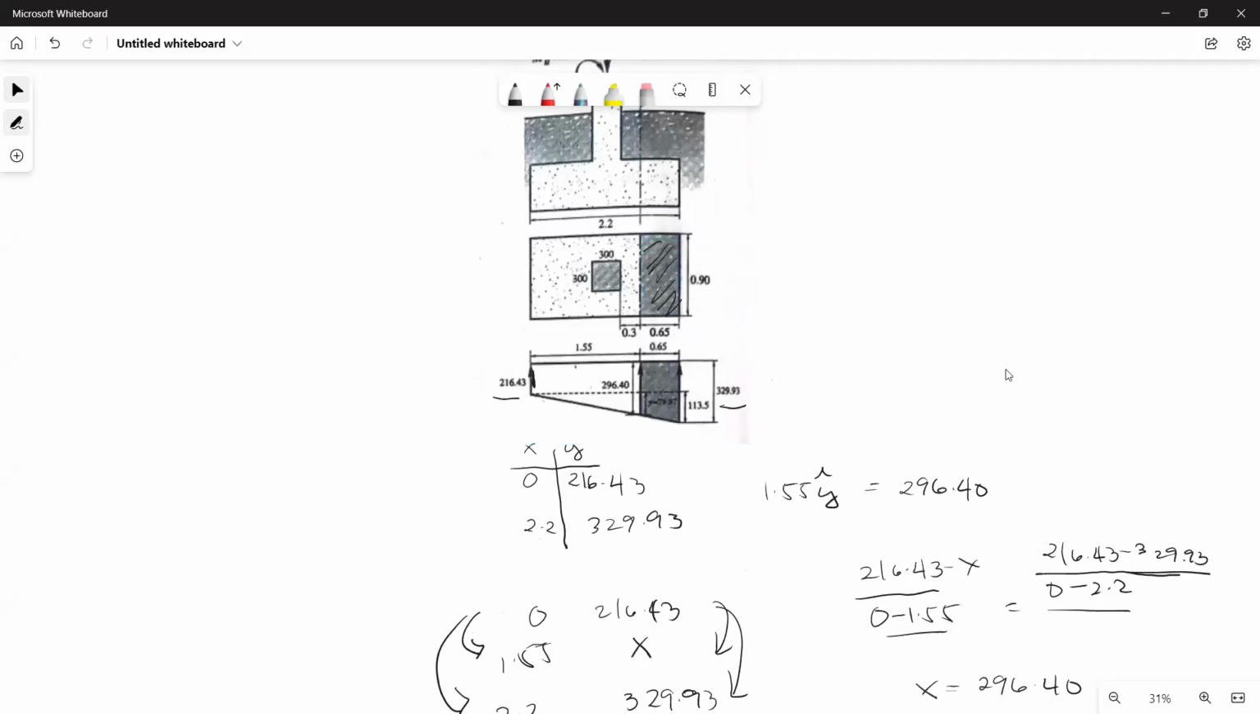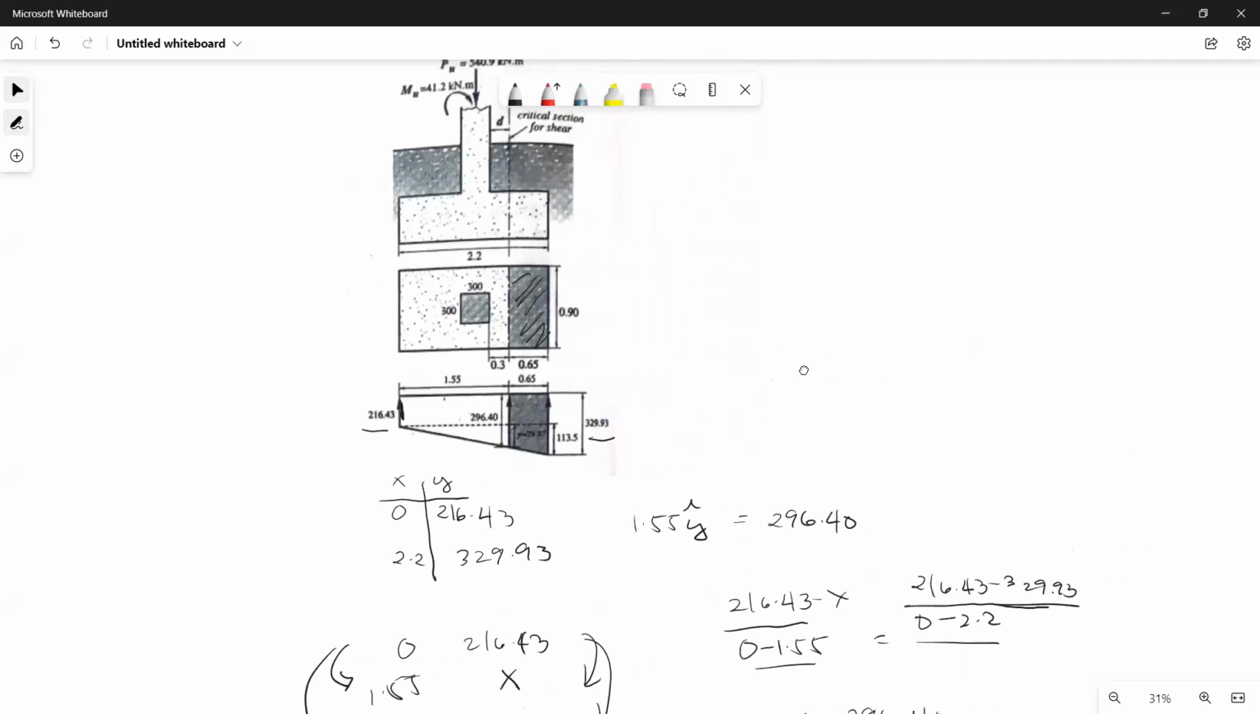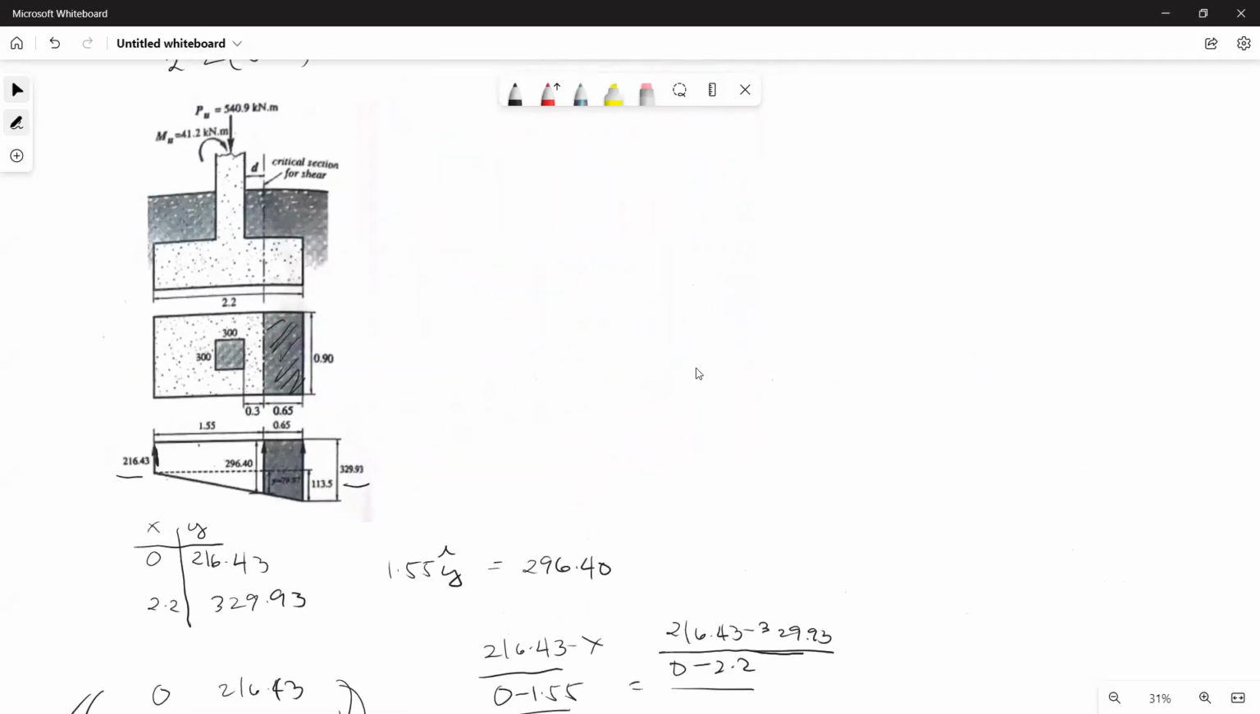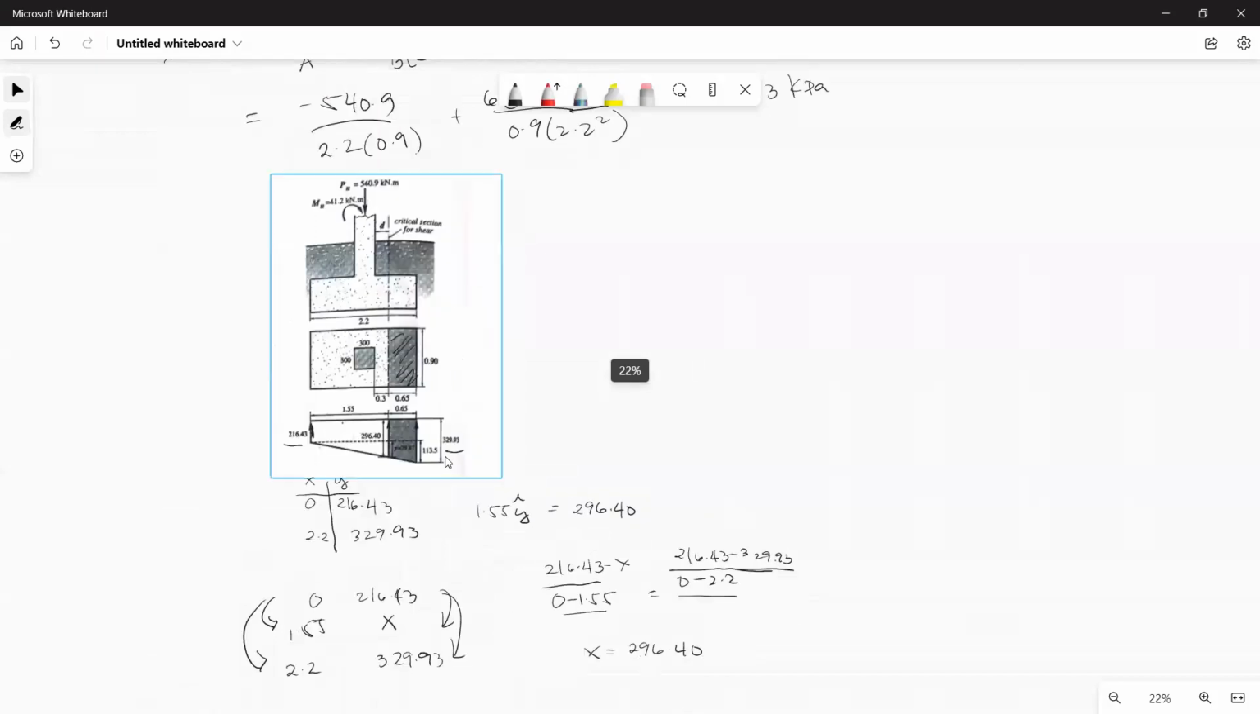Okay? So therefore, we can now solve for the actual soil pressure. So paano ba solve yun? So basically, kunin mo lang yung area of the trapezoid multiplied by the length 0.9. Okay? You will arrive for the soil pressure. Okay. So sige, kunin natin.